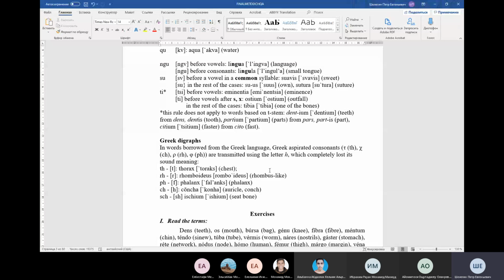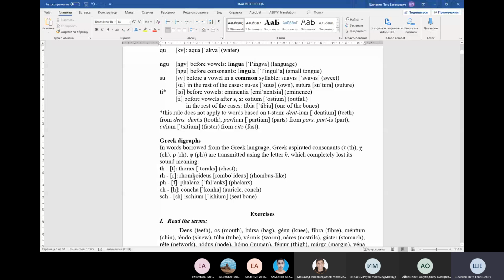There are four of the Greek digraphs participating in Latin grammar, which are th, pronounced like t, the chest will be thorax. Thorax. Correct.